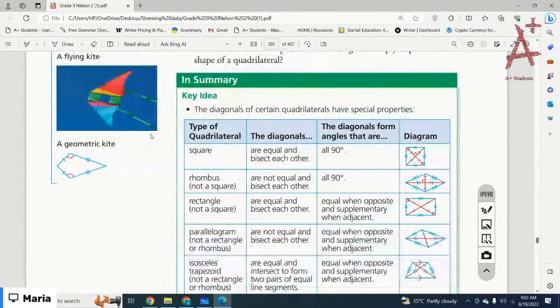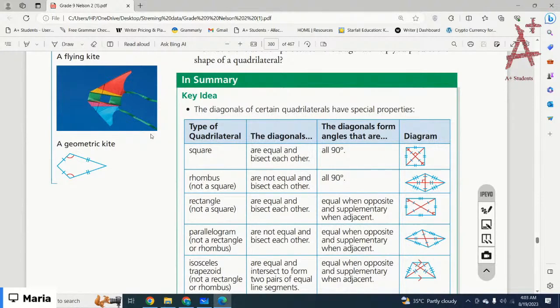Okay, the diagonals of certain quadrilaterals have special properties, right? Let's just read the properties. Square: the diagonals are equal and bisect each other. The diagonals form angles that are all 90 degrees, right? So the diagonals are equal, bisect each other, and form 90 degree angles.